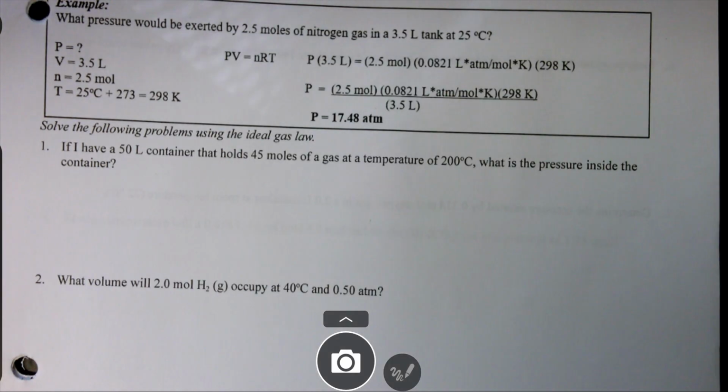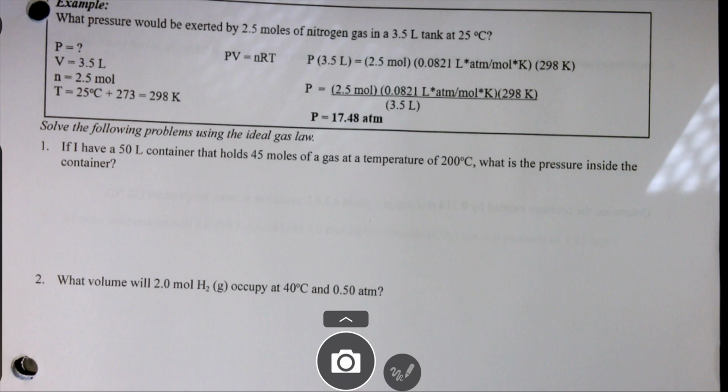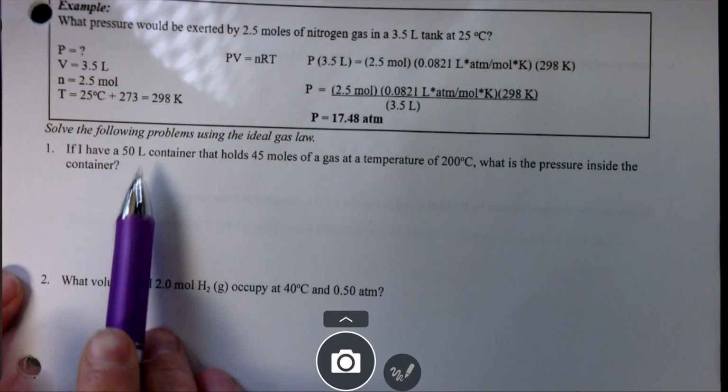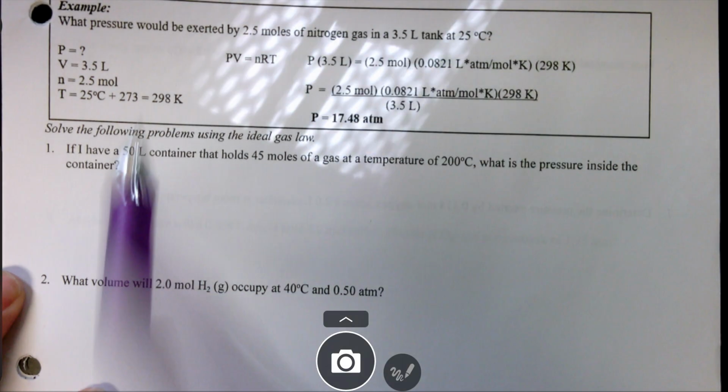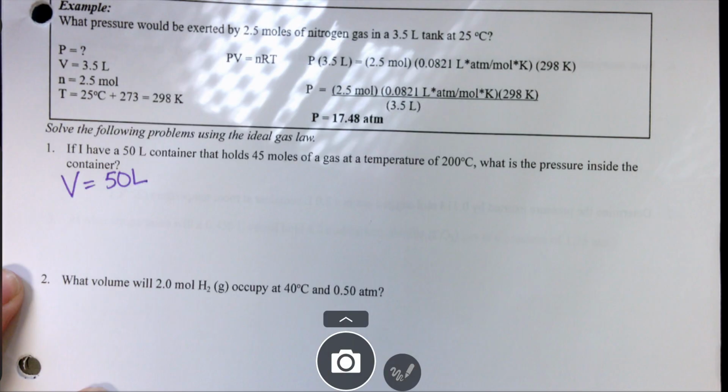And how you're going to be able to tell the difference between the two is that ideal gas law problems only have one of each. So we start by just listing out all the variables that we have. So liters, we know that this is our volume. So volume equals 50 liters and holds 45 moles. So 45 moles, that's our n for number of particles.